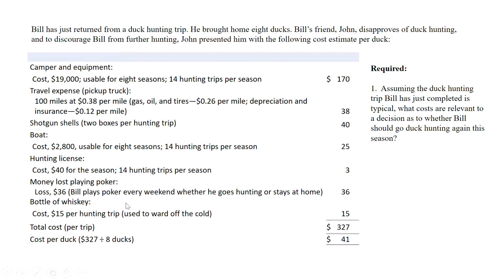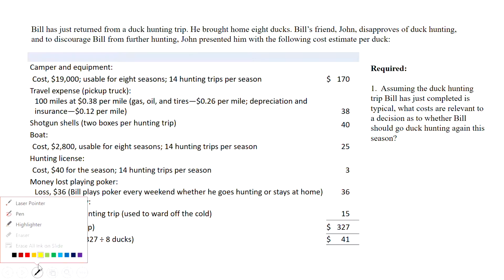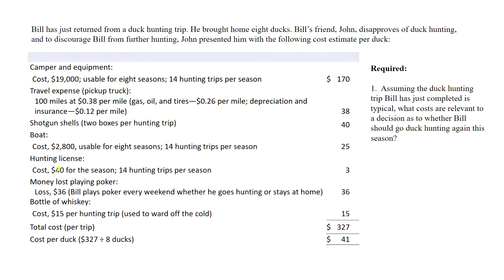So let's go ahead and work through one by one, and I'm going to grab my highlighter here so that when we identify one of these costs as relevant, we can highlight it. So I'll start out with the first item that John included, and it's the camper and equipment. Originally, the camper cost $19,000. Now again, keep in mind the cost on the right was the cost per trip which John identified. How do we go from $19,000 to $170?